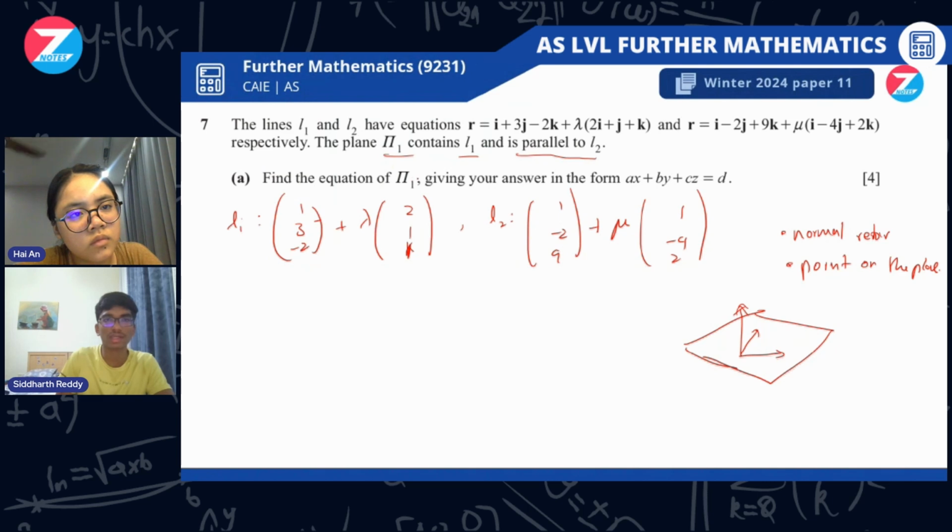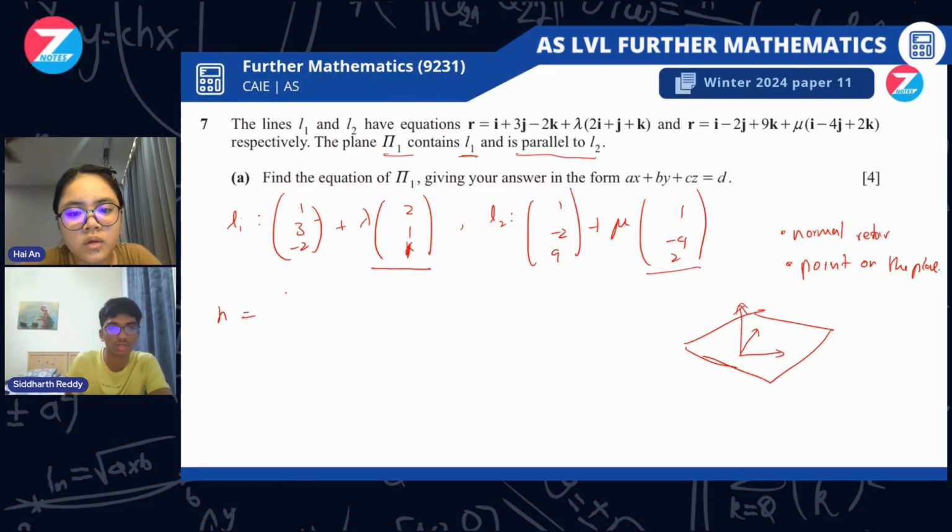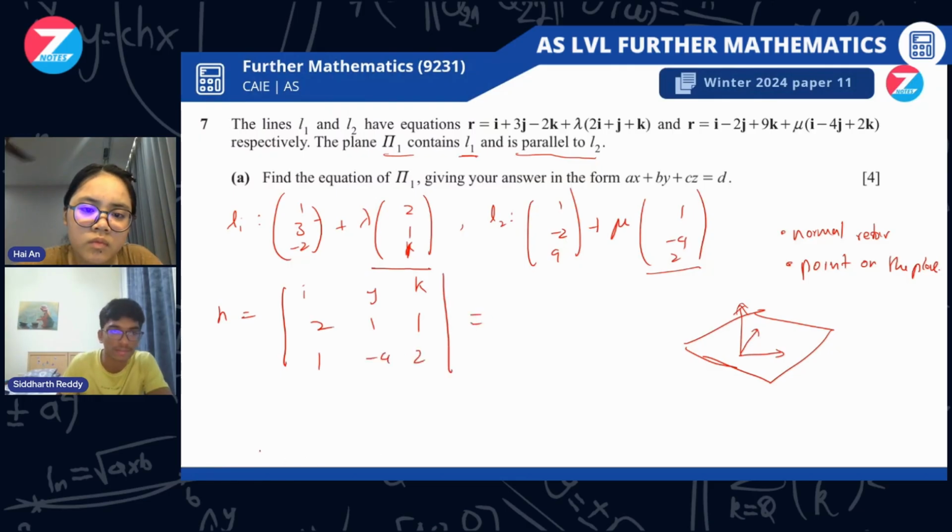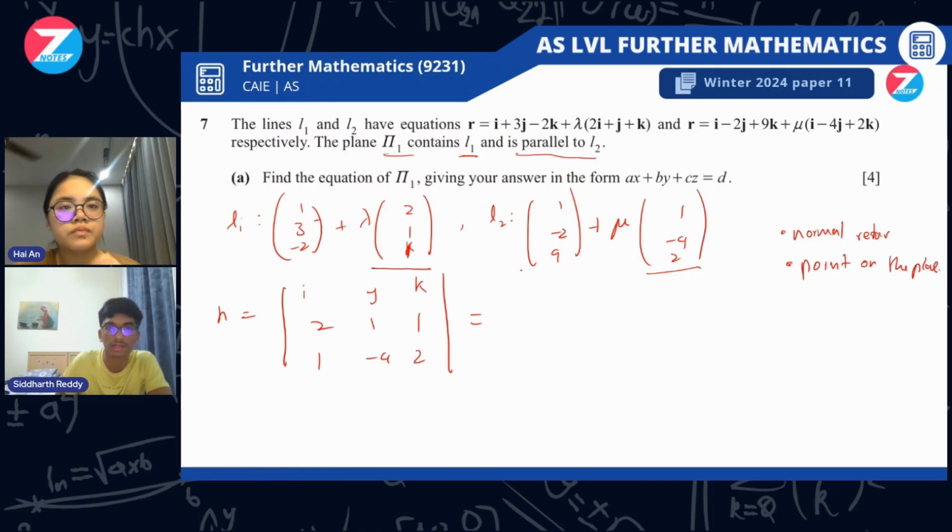So they said that it contains L1. If it contains L1, it also contains its direction vector (2, 1, 1). And it's also parallel to L2, which means that it will also have the direction vector (1, minus 4, 2). So you can find the normal vector n as the cross product of these two vectors. So it's (2, 1, 1) and (1, minus 4, 2). We're solving this. You can do this with the calculator, but you can also do it by hand.